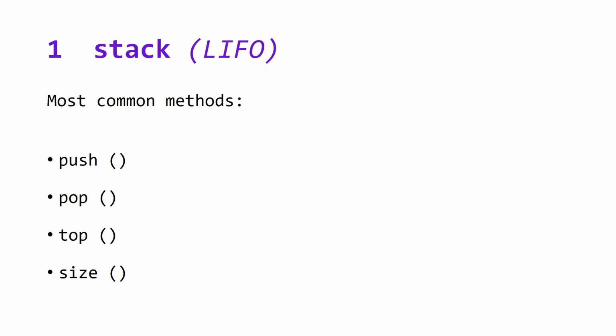Our first data structure is stack. Stack is a last in, first out data structure. Its 4 most common methods are push, pop, top, and size. The complexity of these methods are all constant. Note that there's an asterisk next to the complexity of push. That's because push's complexity is actually equivalent to the complexity of push_back on the underlying container. But note the default container for stack is deque, and the complexity of deque's push_back method is constant.